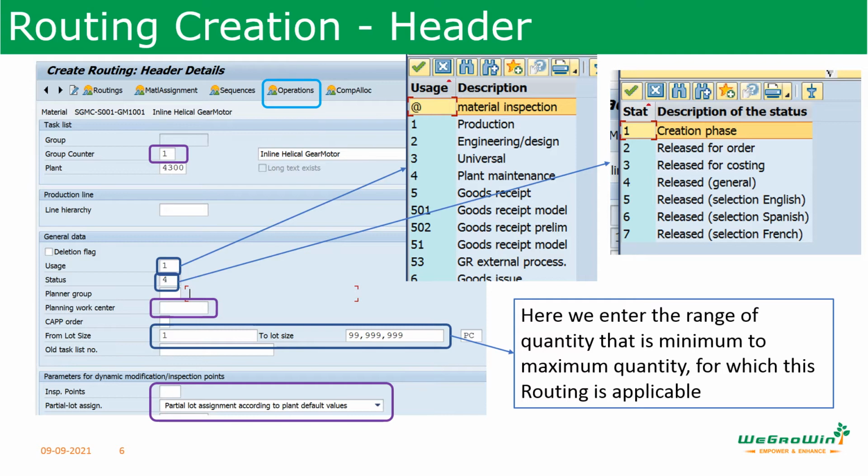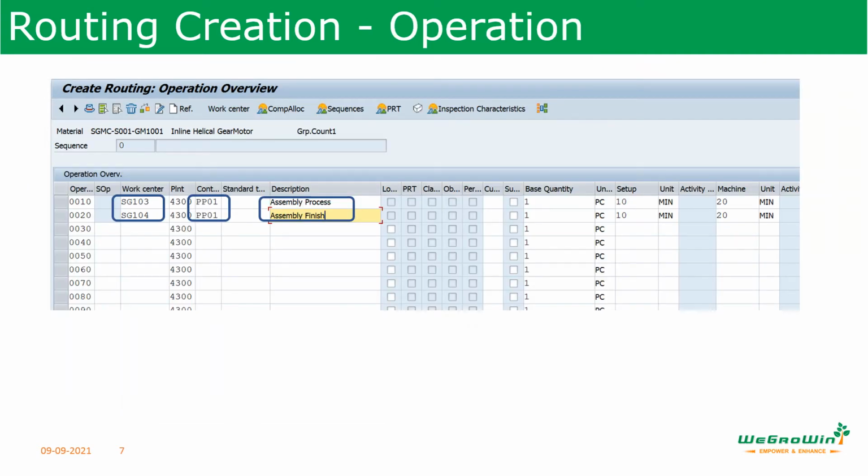The system will take you to the next screen. Here you have the various operations. You have various operation numbers like operation 10, 20, 30, right? So 10 means first operation, 20 means second operation.